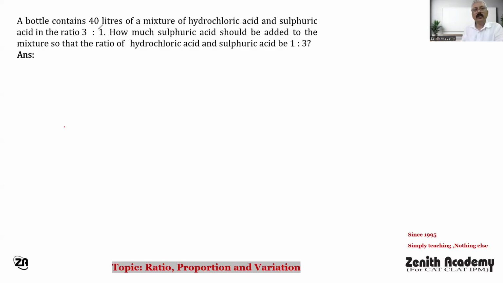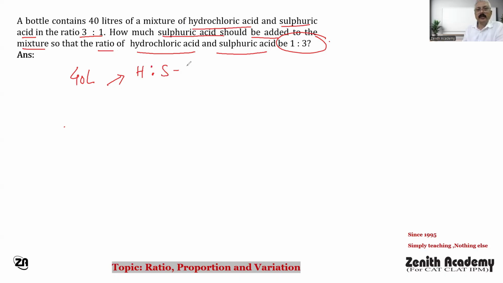A bottle contains 40 liters of a mixture of hydrochloric acid and sulfuric acid in a ratio of 3 is to 1. How much sulfuric acid must be added to the mixture so that the ratio of hydrochloric acid and sulfuric acid becomes 1 is to 3? So look here, there is a 40-liter mixture. In the 40-liter mixture, the ratio of hydrochloric acid and sulfuric acid is given as 3 is to 1.